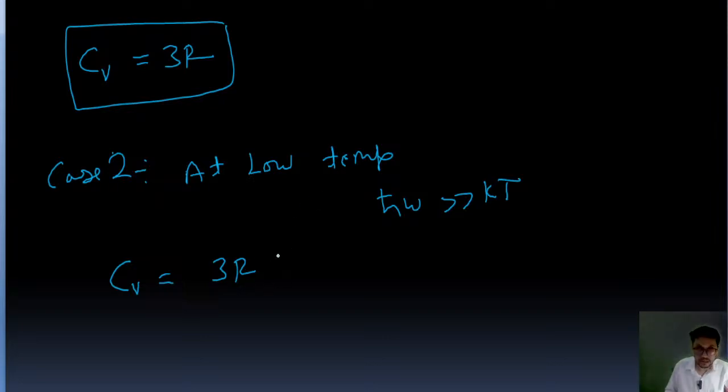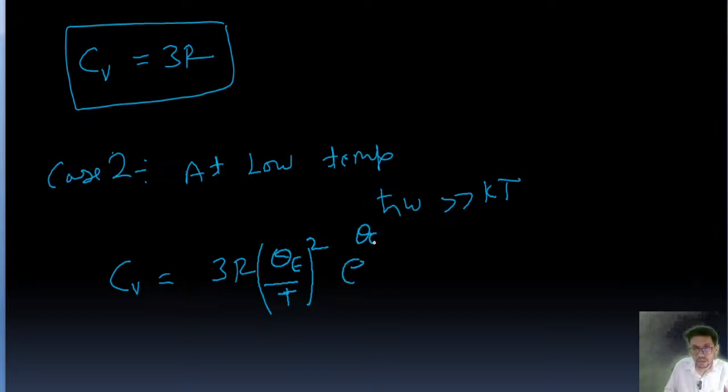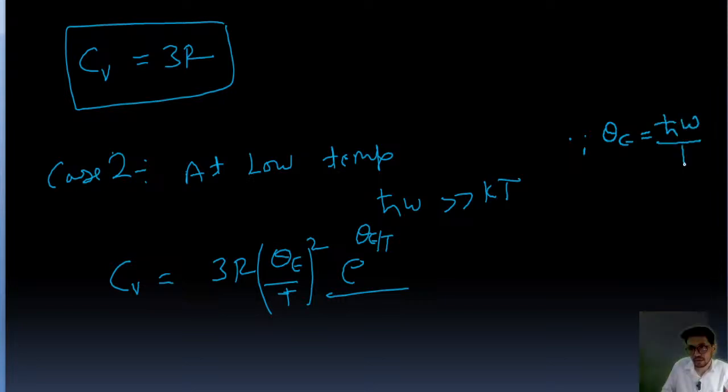So this is going to be 3R (theta_E/T)^2 e^(theta_E/T) upon, at low temperature, because h cut omega is greater than or equal to kT. So this is going to be e to the power theta_E upon T, a very great value, since theta_E equals h cut omega upon k.